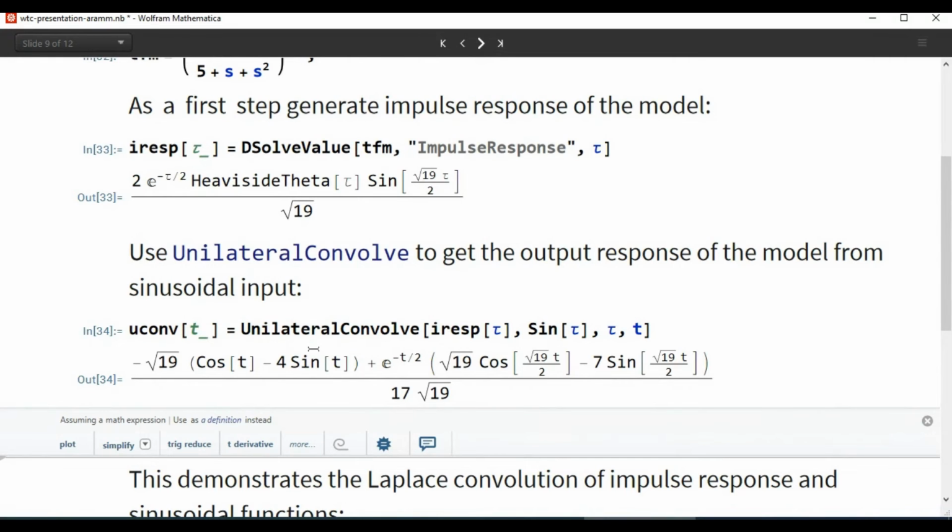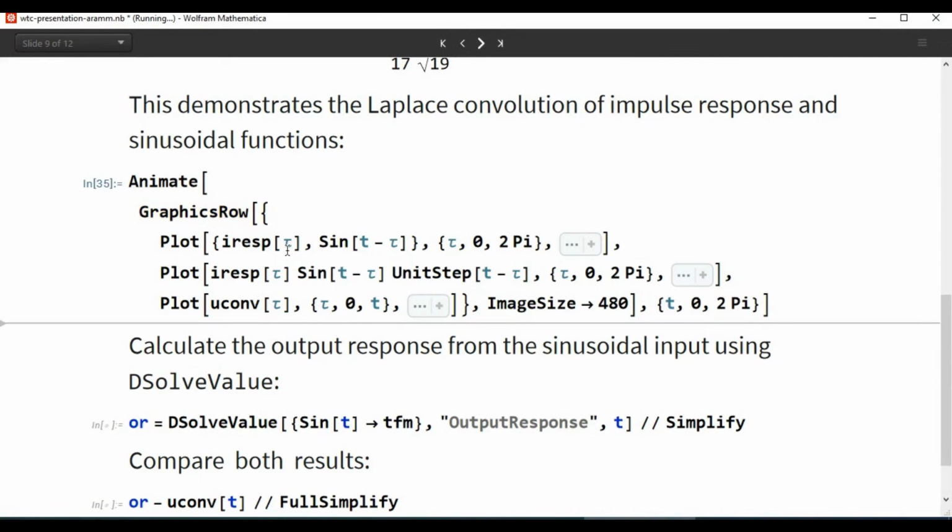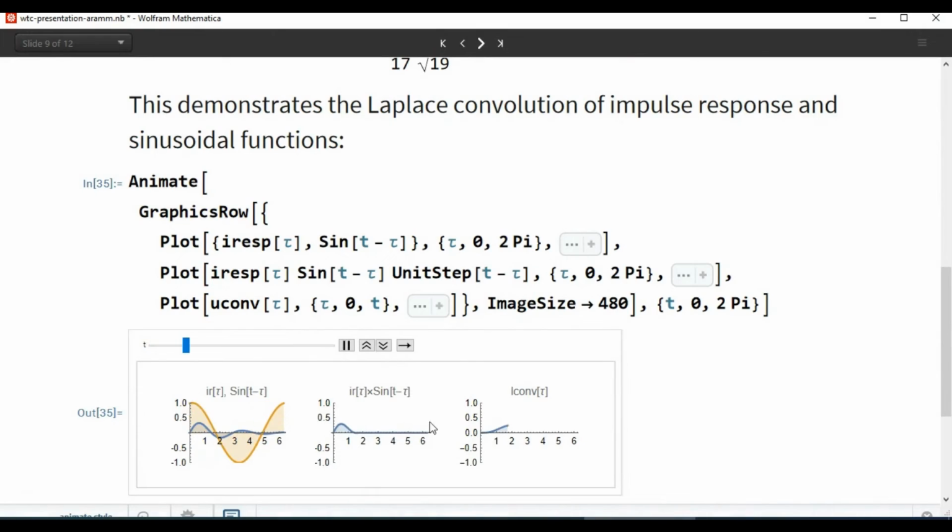Or convolution. And in this animation, you can see how convolution works. In the first plot, you can see both functions plotted together: impulse response, blue line, and sine function, yellow line. The next picture demonstrates the product of the two functions. And the last picture demonstrates the actual convolution between these two functions, which is the response of our model to sinusoidal input.